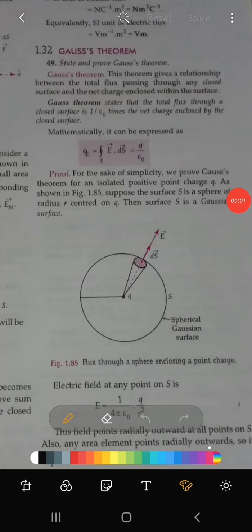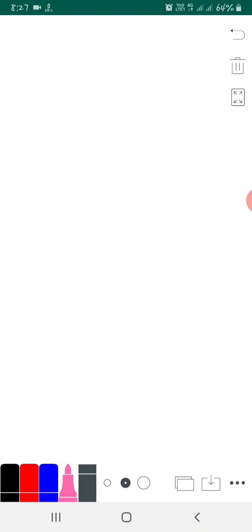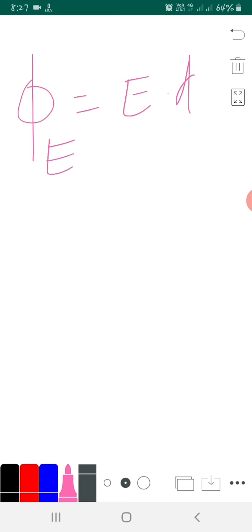Hi students, just now we have seen in the previous point the definition and mathematical formula for electric flux. So once again I'll revise. The electric flux is nothing but the number of electric field lines passing normally through a given area, and the mathematical formula was phi E is equal to integral of E dot dS, where phi E represents electric flux.